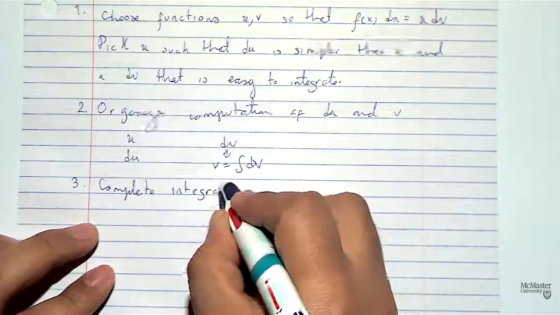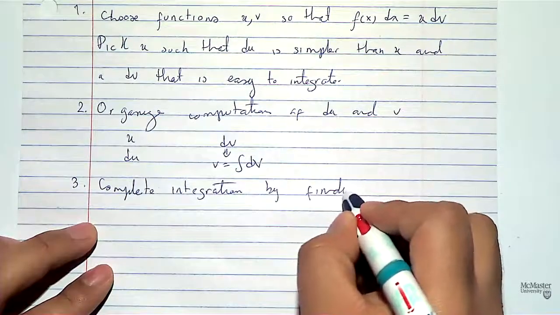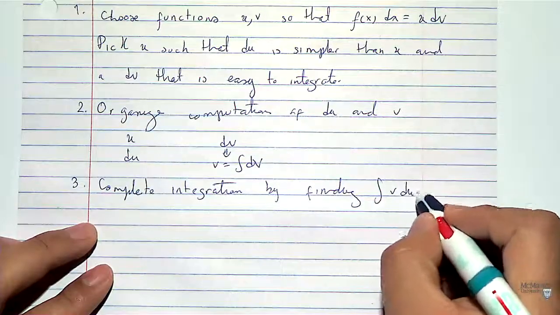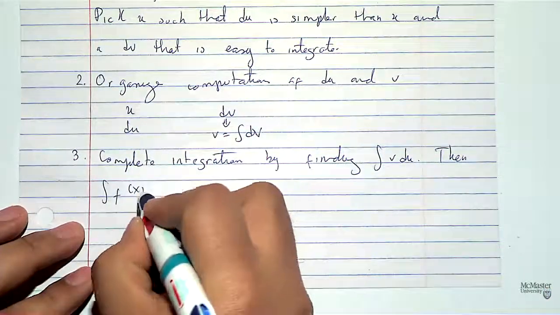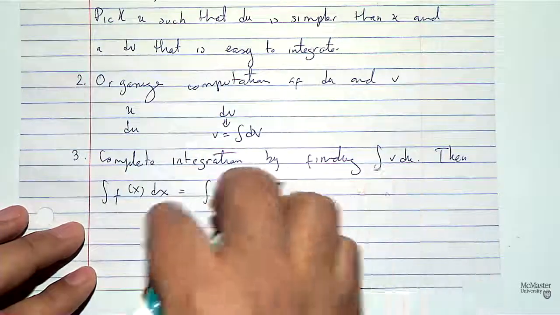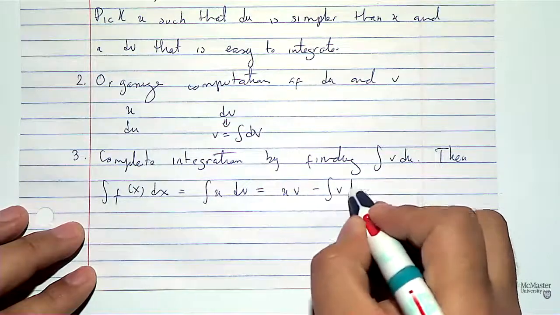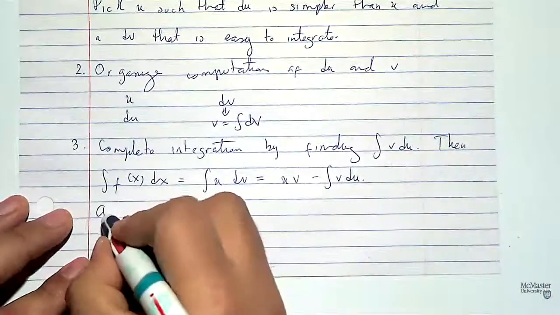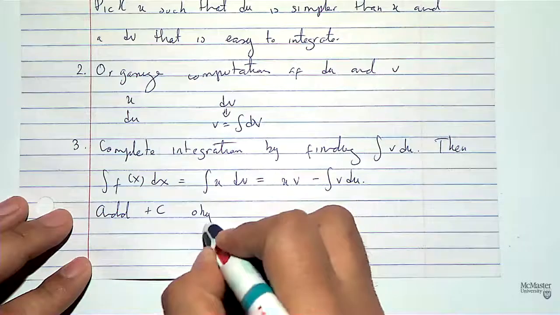So, you complete the integration by finding the integral of b du. In that case, the technique again tells you that the integral of f of x dx is equal, okay, you have chosen this u and b such that this is in this form. By the formula for the product, this is ub minus integral of b du. And then, of course, you have to add a constant of integration at the end.